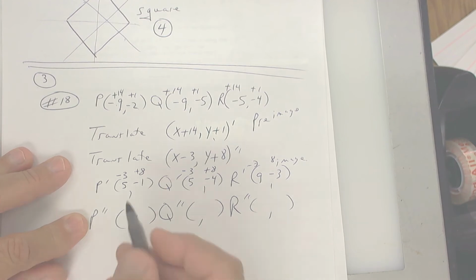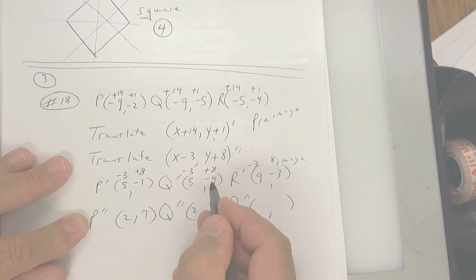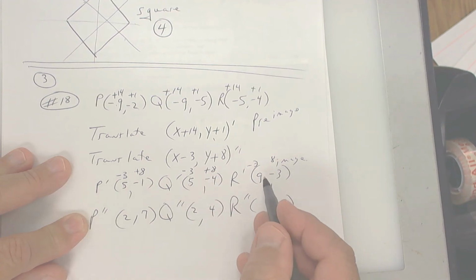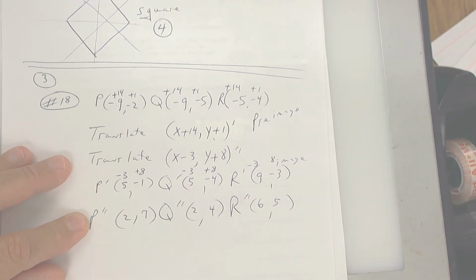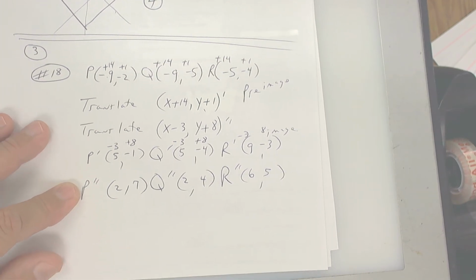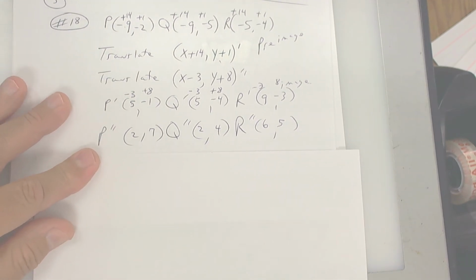And we could graph it. This gives us 2, and that gives us 7. This gives us 2, and that gives us 4. This gives us 6, I think it is, and 5. Okay? And that's what I want you to do today. Now, just for kicks and giggles, let's see what happens here. I'm just going to do point P.